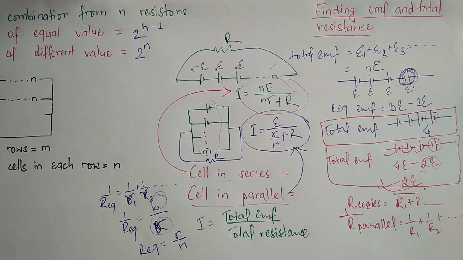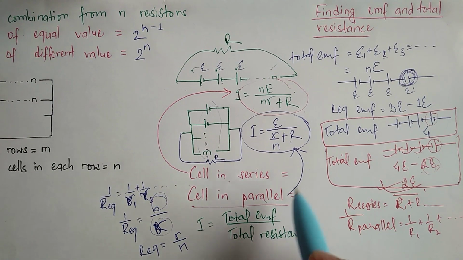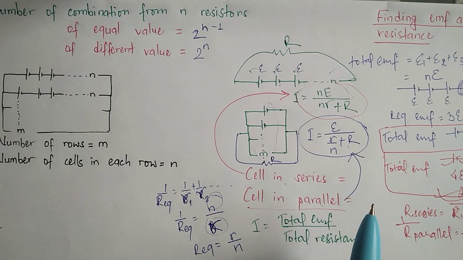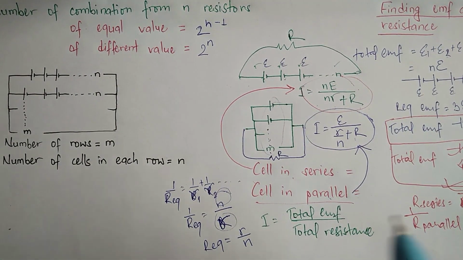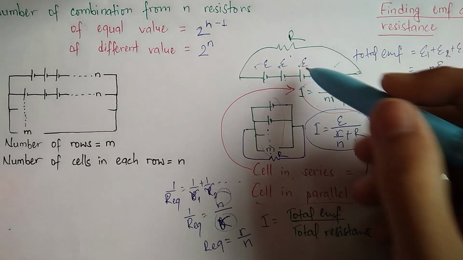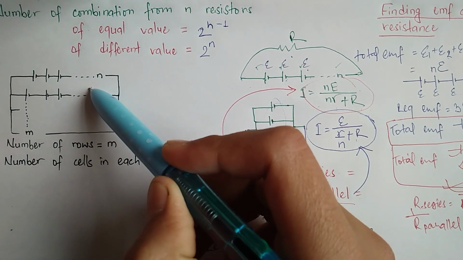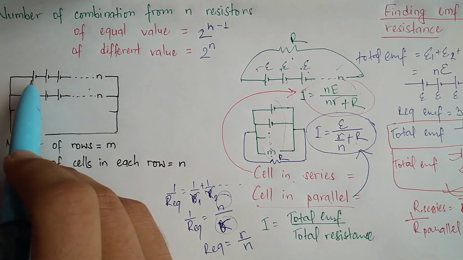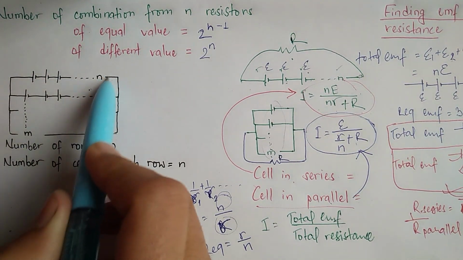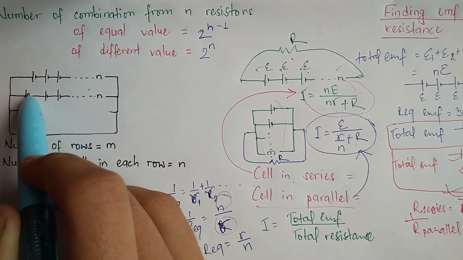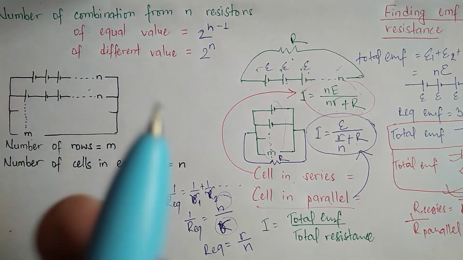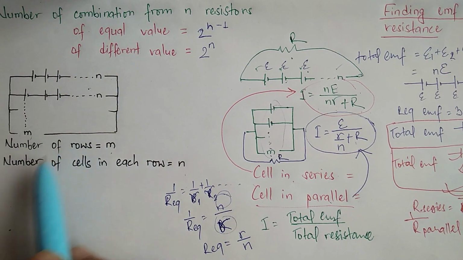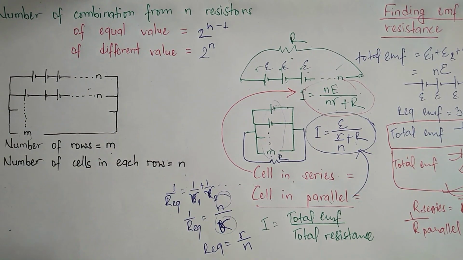It seems a bit messy, but you can understand. It's only a revision. So now these two combinations will be combined into one. Now what will be the relation here? Well, you can look here: 1, 2, 3 ... N are connected in series, and 1, 2, 3 ... M are connected in parallel. Here M and N are the number of rows M, and the number of cells in each row N.